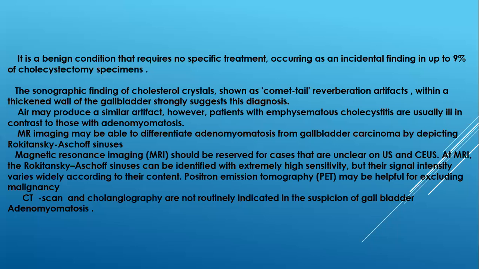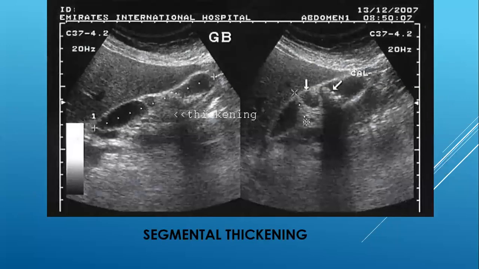MR imaging may be able to differentiate adenomyomatosis from gallbladder carcinoma by depicting the sinuses. MR should be reserved for cases that are unclear on ultrasound and contrast enhancement. MR can identify the sinuses with extremely high sensitivity, but their signal intensity varies widely according to their content. The Rokitansky-Aschoff sinuses may contain, for example, proteins or just fluid, so their density differs. PET scan may be helpful for excluding malignancy. CT scan and cholangiography are not routinely indicated in suspected gallbladder adenomyomatosis. Here is ultrasound for segmental thickening of adenomyomatosis; we see only a segment here.